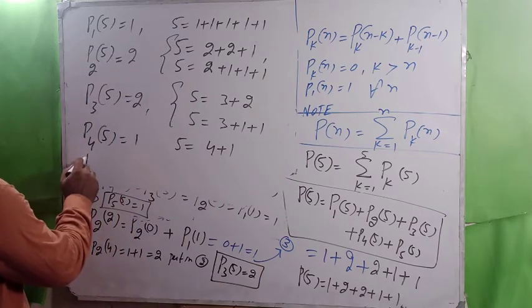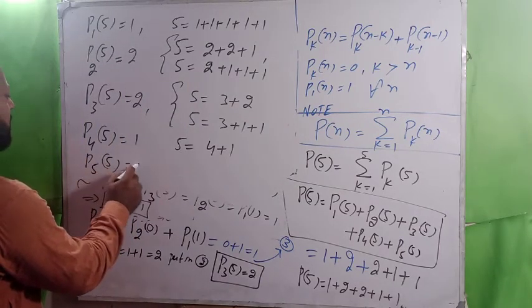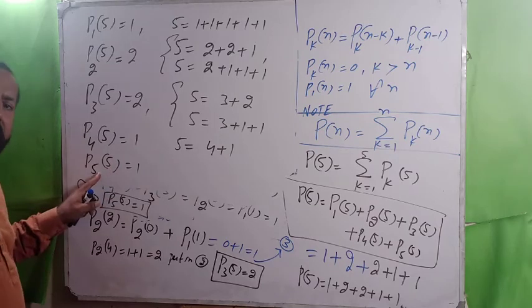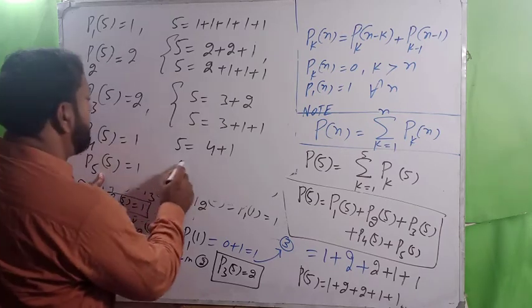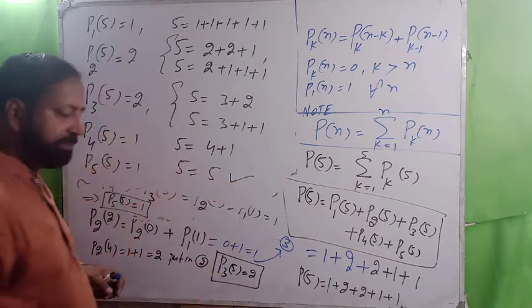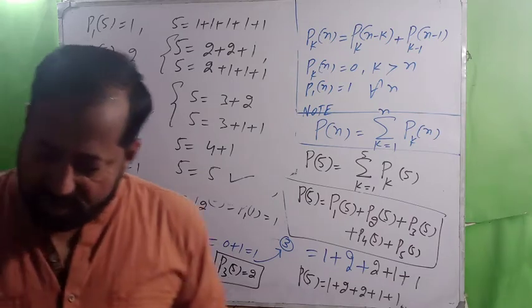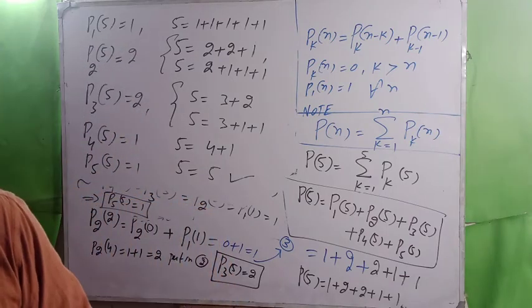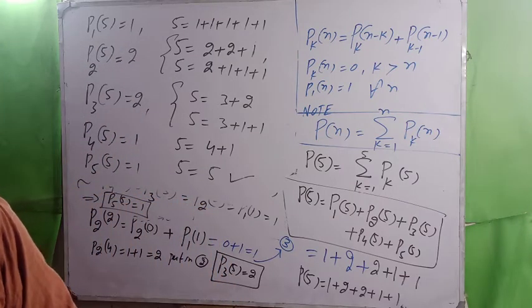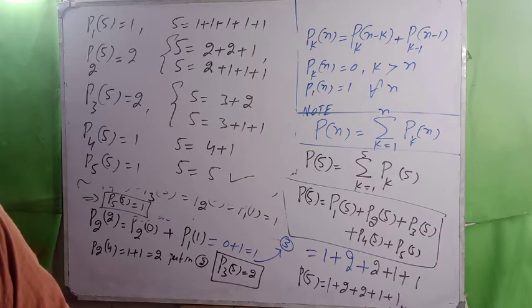Similarly, P(5,5) is equal to 1, meaning the sum with the help of 5 or lower integers. So 5 is equal to 5. This is the only one way. Okay. So these are the possible calculations, right?